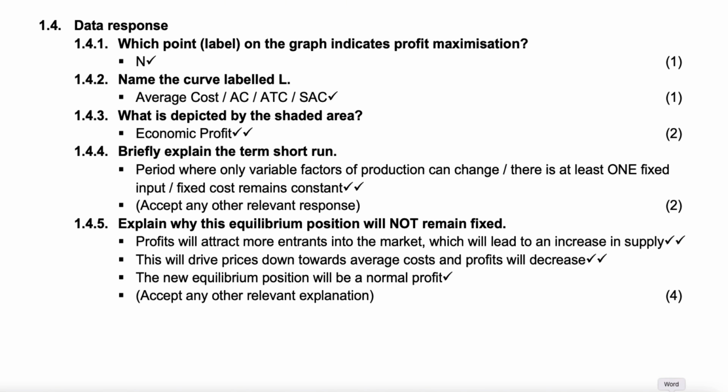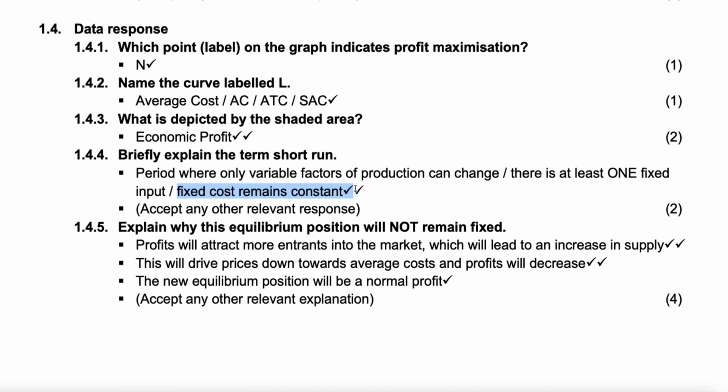Briefly explain the term short run. Well, if I remember correctly, Nompumelelo said this: fixed costs remain unchanged. I can't remember exactly how she phrased it, but a point was somewhere around fixed costs not changing. And if I remember well, Ria said there's at least one fixed input, but we might as well add this to our answer: a period where only variable factors of production can change.